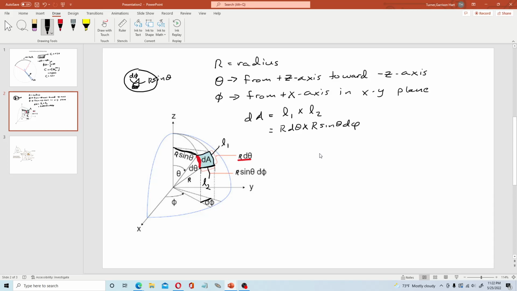And the reason that you use r sine theta here instead of just r is because this arc length right here is stretching across the sphere directly across from this point on the z-axis, not from the origin. Okay? And as a result, the radius for this arc length right here is this arm right here, r sine theta.